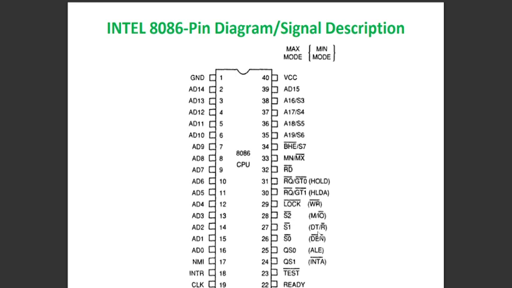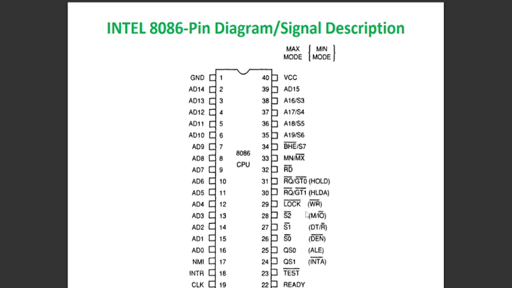M/IO. This signal is used to distinguish between memory and IO operations. It is at pin number 28. When it is high, it indicates IO operations. When it is low, it indicates memory operations. It is available at pin number 28.